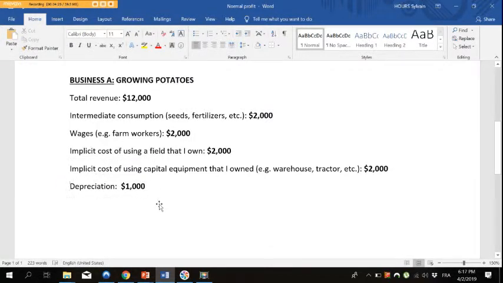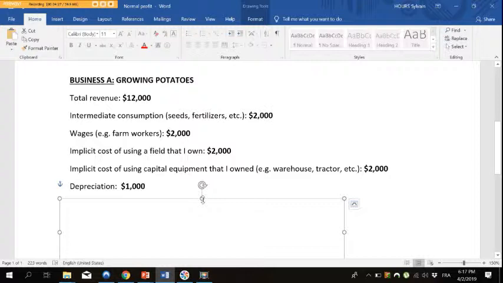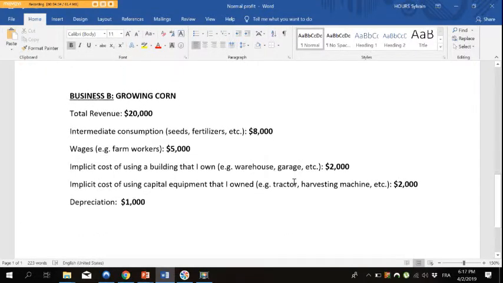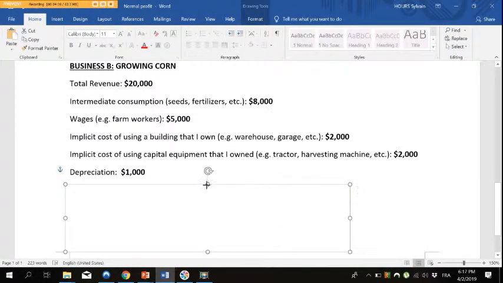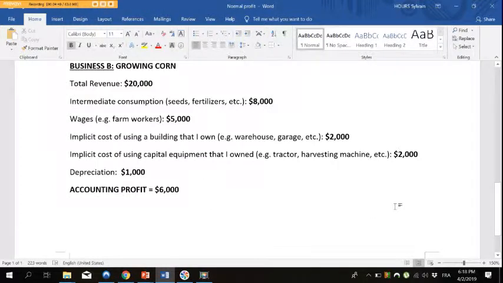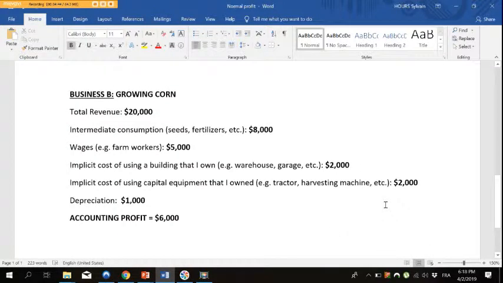So basically, my accounting profit will be 12,000 minus 2,000 minus 2,000 minus 1,000. This should be $7,000. Same thing for business B, so I'm not going to detail its exact same calculation. So the accounting profit is lower in this case. Okay. But this is not my economic profit.